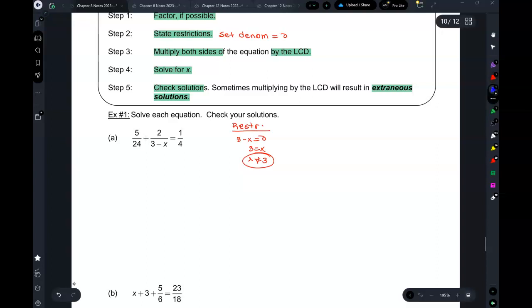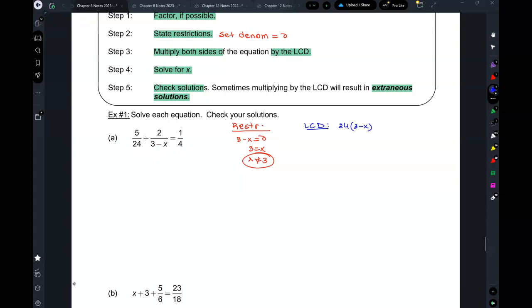Next I need to come up with the LCD. This is why we've been doing all of the other stuff. So look at the denominators. Between the 24 and the 4, what would be the LCD? Not 4, 24. And what else do I need to take for the LCD? 3 minus x. So I have a 24, a 4, and a 3 minus x. So that's my LCD right there.